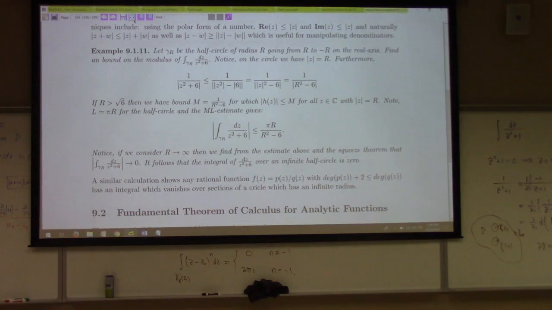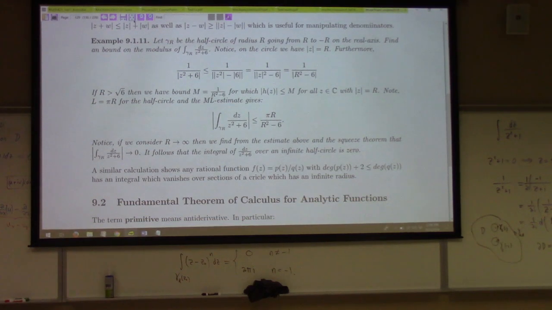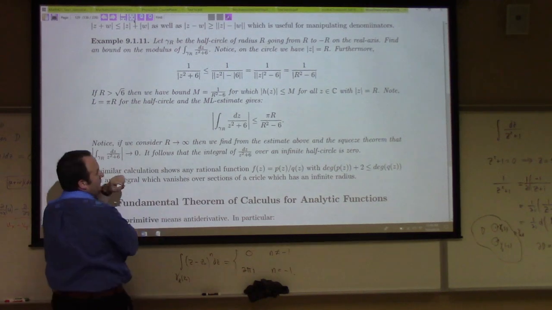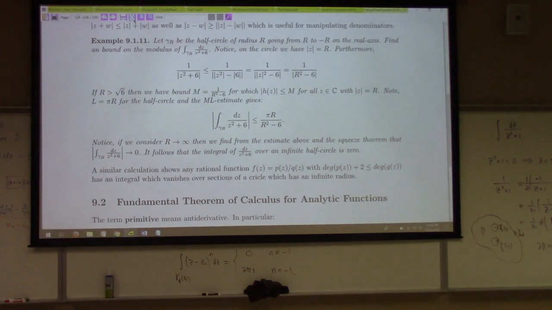Here's an example. Suppose we're looking at the half circle, radius r going from r to minus r on the real axis, right? So it's like this guy. We're going to try to find a bound on the integration without actually doing it, right? So you have to find an inequality that holds for the integrand. And so here's some new tricks for you, maybe. If we want to make this smaller than that, what do I need to do to the denominator? I'm trying to make the whole thing larger, rather. So I need to make the denominator smaller, right?